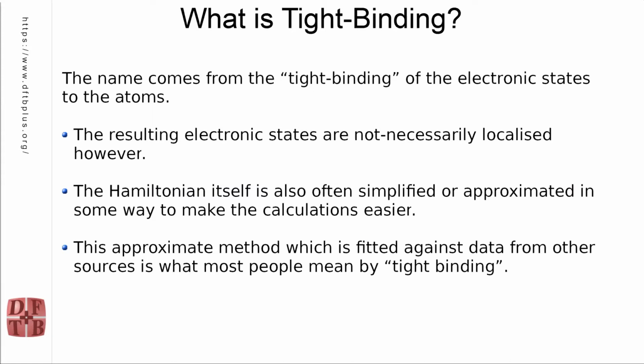Now, quite typically, the equations you write down in tight binding are often simplified or approximated in some way to make the calculations easier. And the extreme end of this is typically what people think of when they say tight binding. Anybody from a chemistry perspective may recognize some of this language in terms of what's called extended Hückel theory. And the idea is to fit the components of your model against data from other sources. And that may be from high level quantum chemistry or density functional calculations, or it may be directly from experiment. And that's typically what most people think when you say tight binding to them.